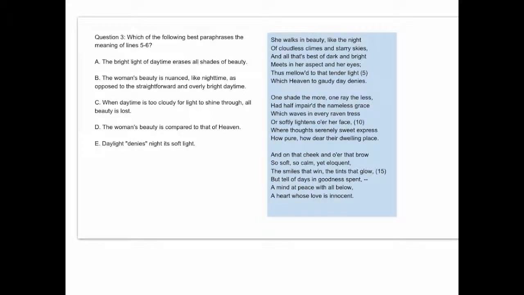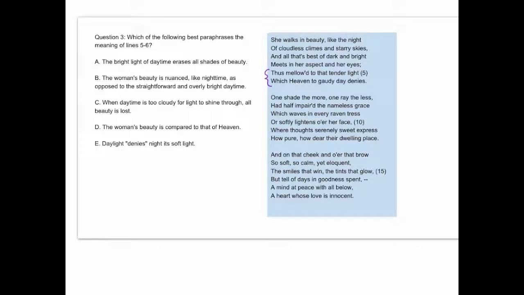Question 3. Which of the following best paraphrases the meaning of lines 5 and 6? So we can read through this stanza to get the drift of these final two lines, 5 and 6. She walks in beauty like the night of cloudless climes and starry skies, and all that's best of dark and bright meets in her aspect and her eyes, thus mellowed to that tender light which heaven to gaudy day denies.